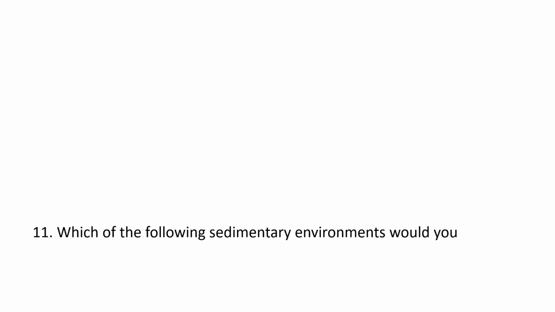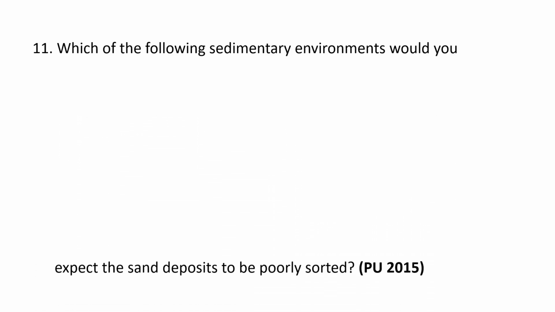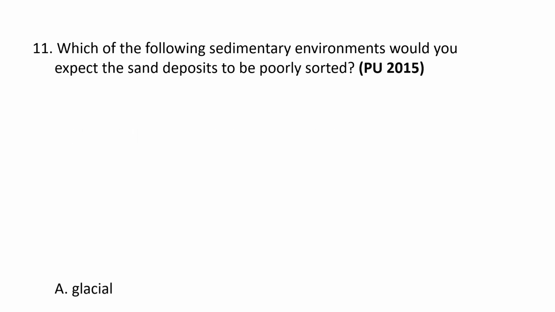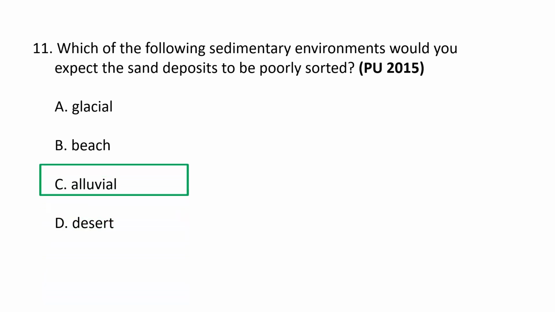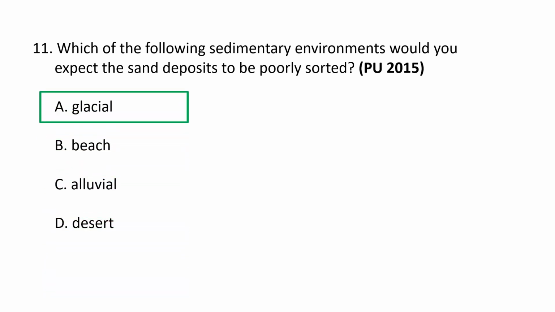Next question. Which of the following sedimentary environments would you expect the sand deposits to be poorly sorted? A, glacial, B, beach, C, alluvial, and D, desert. So the correct option is A, glacial. In a glacial sedimentary environment, we can expect the sand deposits to be poorly sorted because the glaciers transport and deposit a wide range of sediment sizes without sorting them. So in glacial environments, we can see the sand deposits are poorly sorted.